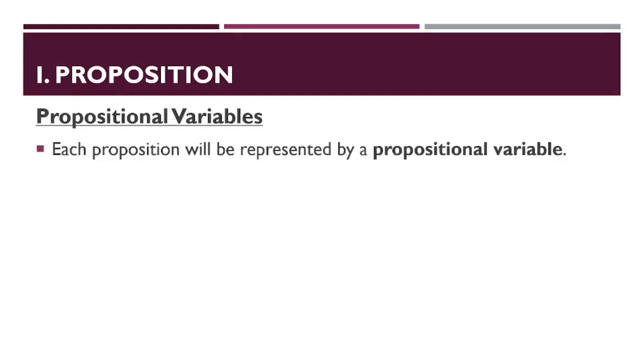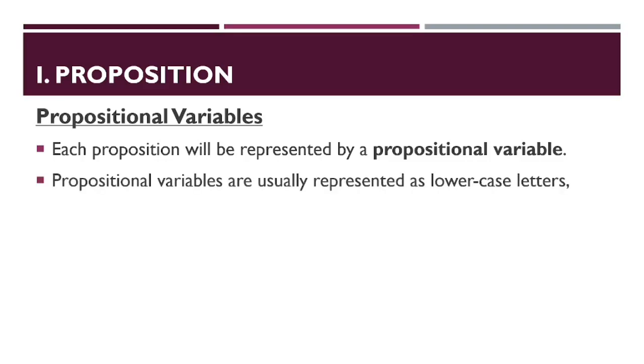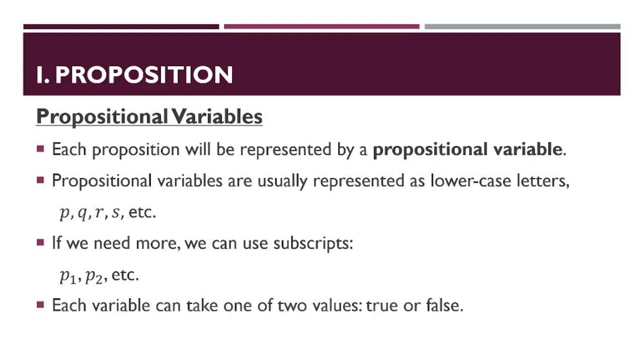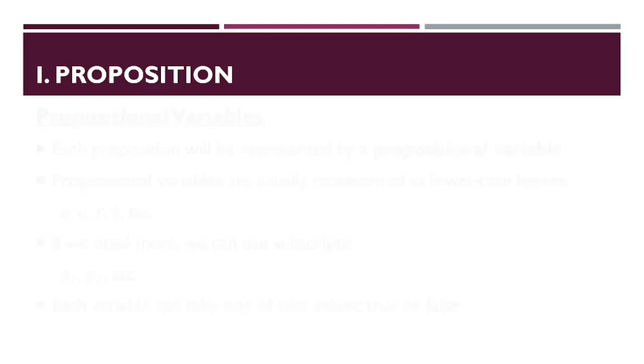Each proposition will be represented by a propositional variable. They are usually represented as lowercase letters. For example, the most common are p, q, r, s, and more. If we need more, we can use subscripts, p sub 1, p sub 2, and so on. Each variable can take one of two values only, true or false.